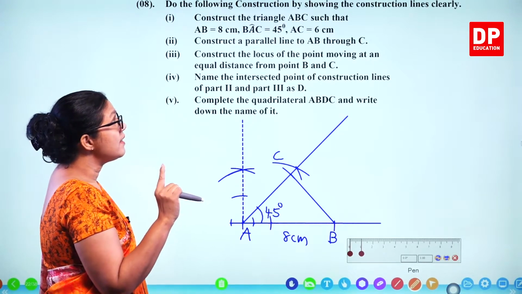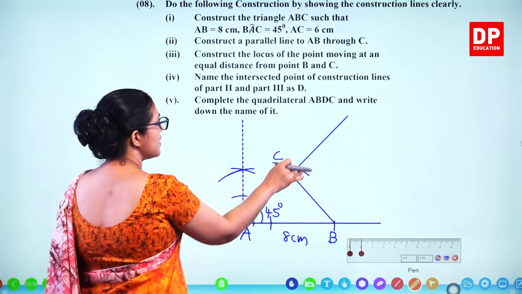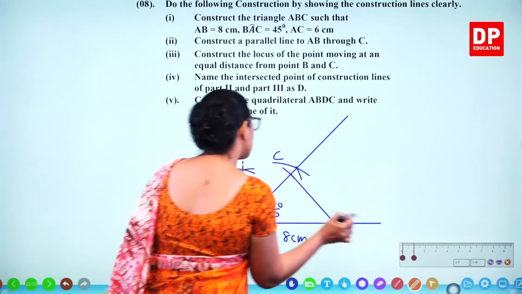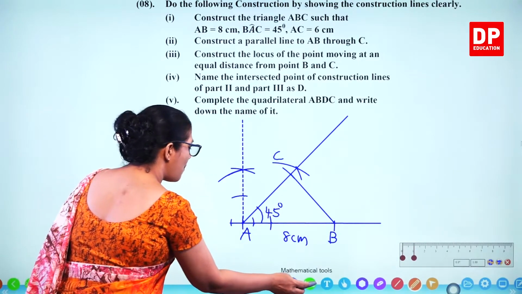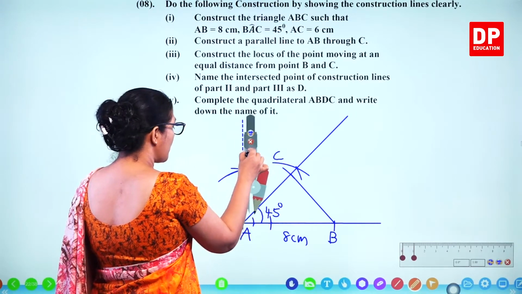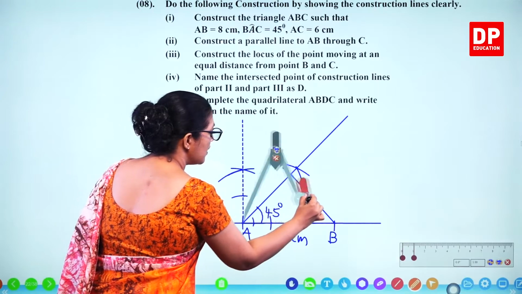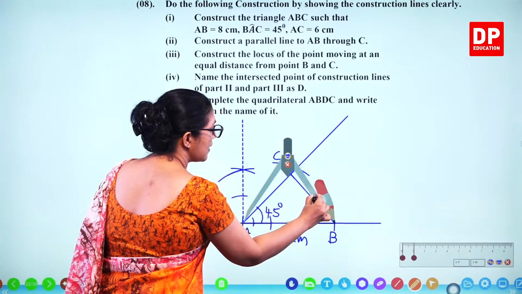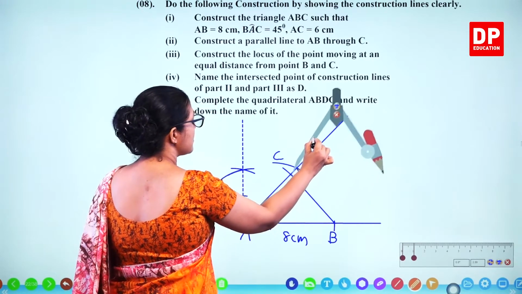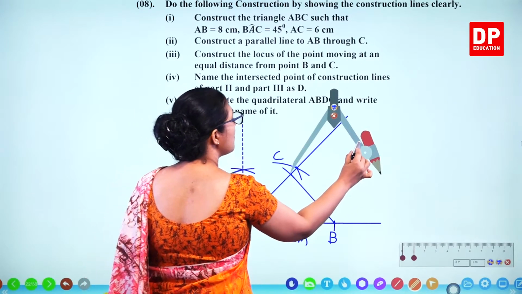Construct a parallel line to AB through C. How do you construct a parallel line? You can use the parallelogram method or copy the angle. I'll use the parallelogram method. How do you use it? Opposite sides are equal. So this length is the same as the length from here. So we are trying to complete a parallelogram.